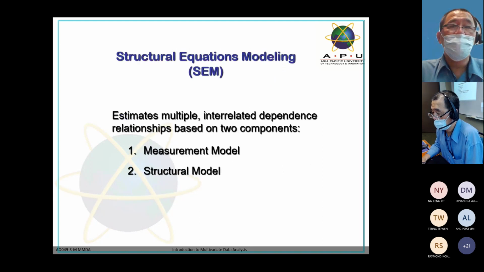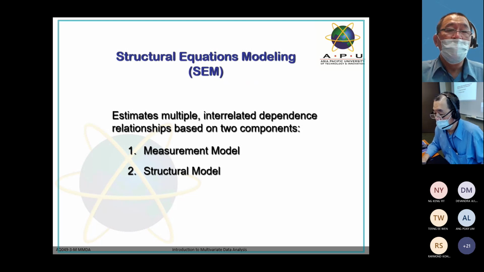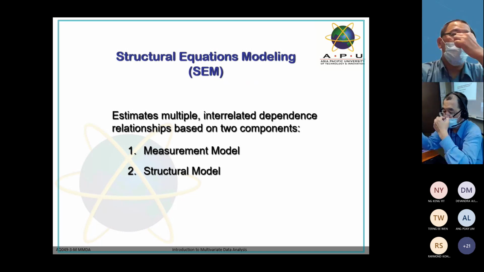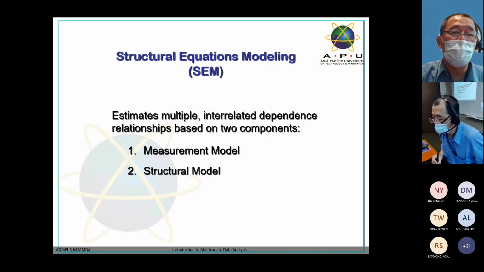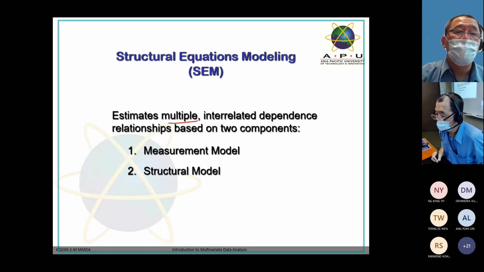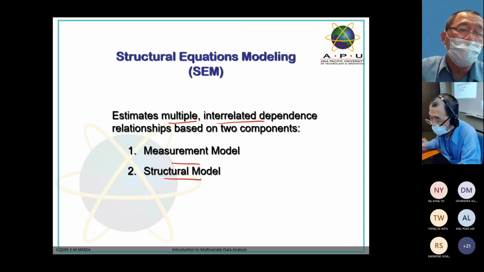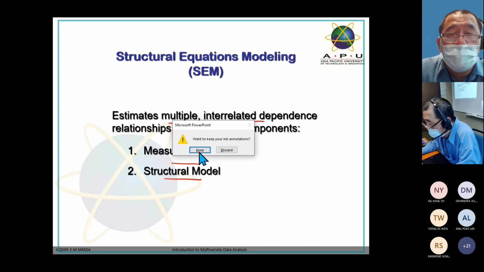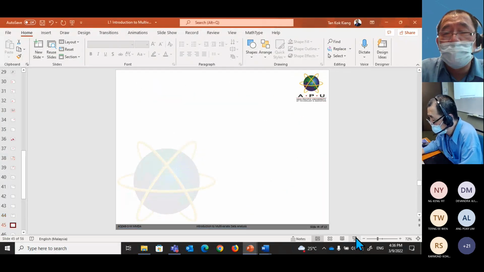We see SEM. So this one is a little bit more complex because we estimate multiple interrelated dependence relationships, based on these two components, measurement and also the structure. So example, we see a bit more. Then we see more detail later in the final chapter.